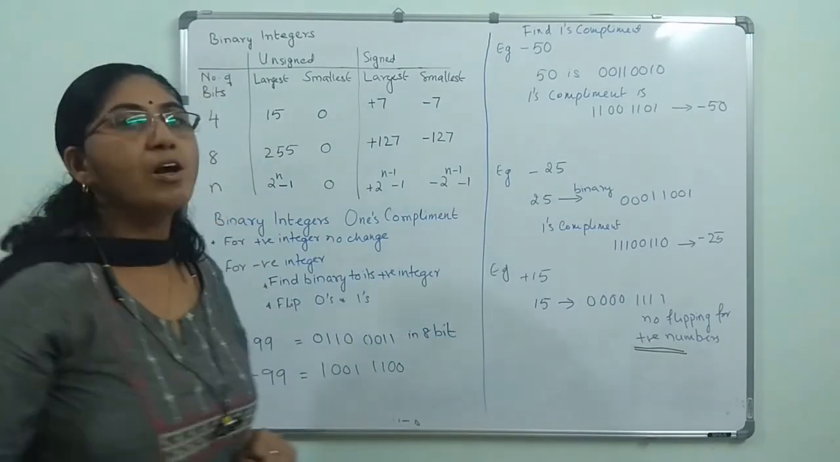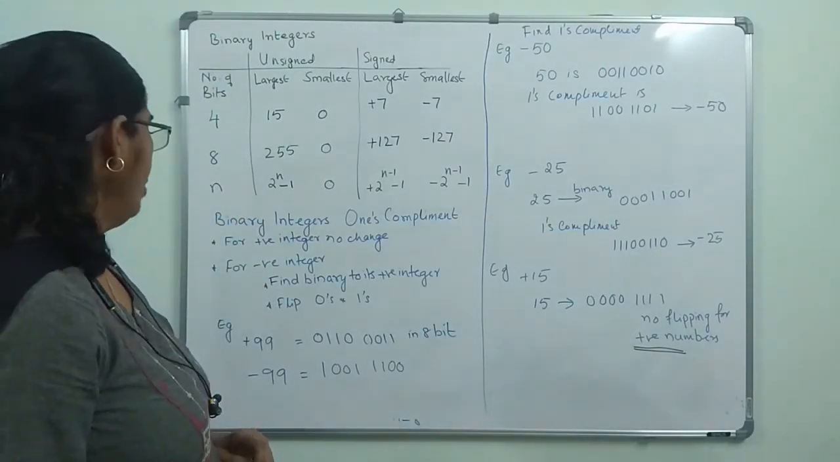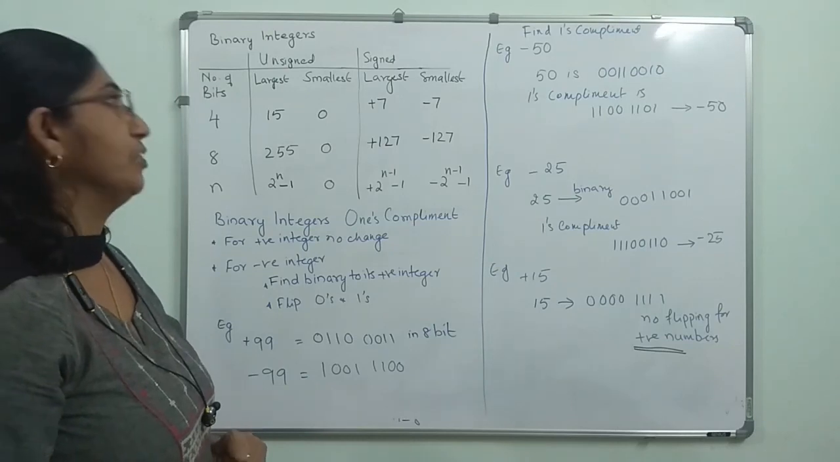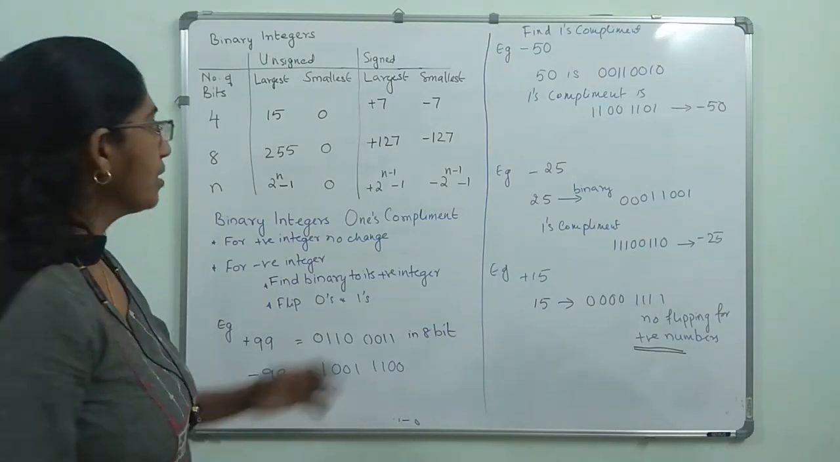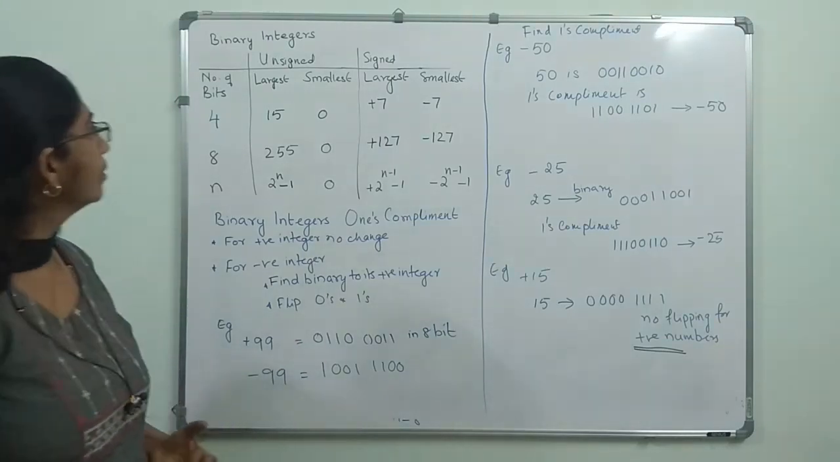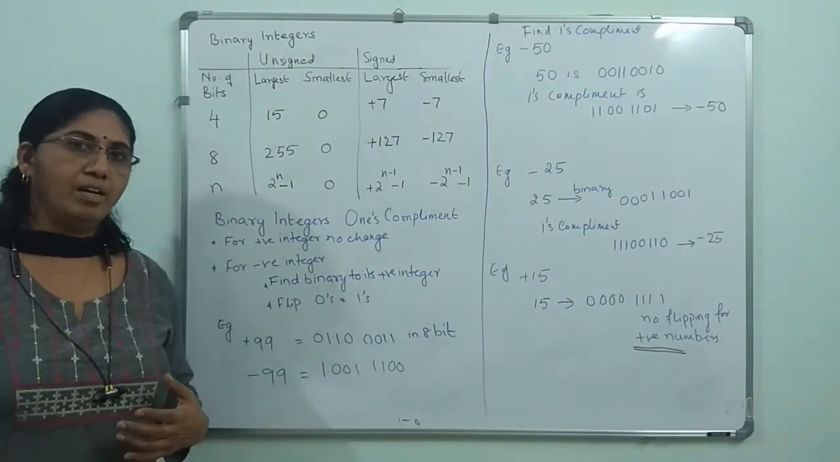So this is the 1's complement representation of a binary negative integer. You can try out different examples. Take a few examples and work it out.